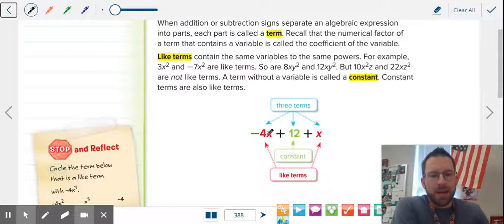Anytime you have a variable, it always has a coefficient. Co means with, so a number with the variable. So here it's a -4. Here it's a 1. We don't write it because it's just an x, and it's a waste of time to write a 1, just like with positive numbers, we don't write a little plus sign. So anytime you have a variable, it always has a coefficient. It's a number before it. If you don't see it, it's a 1.